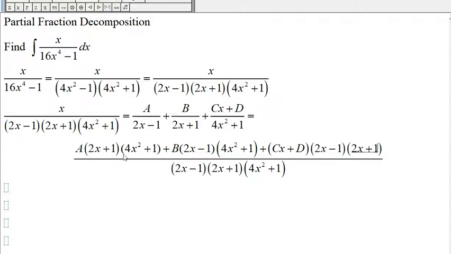And if we look at it, we can see that if we take this first part and divide it by the denominator, then we'll end up with a divided by 2x minus 1. And if we take this part and divide it by this denominator, then we end up with b divided by 2x plus 1. And this we divide, we get cx plus d divided by 4x squared plus 1. And again, to figure out what a, b, c, d are, let x be values that make these factors 0.